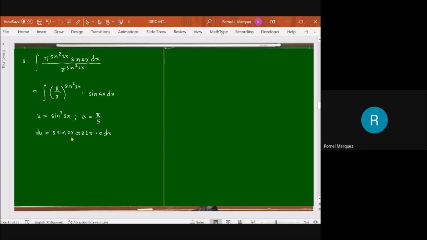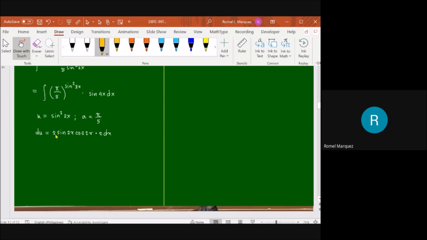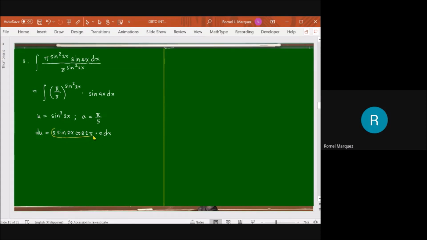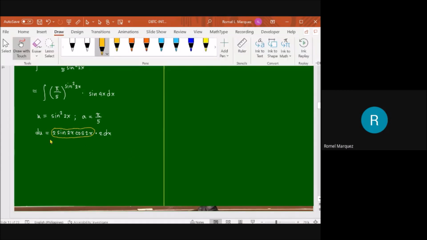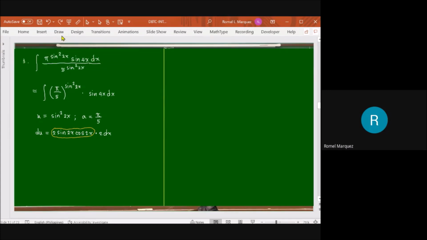Okay, guys? But what is this, from your trigo? That is equal to sine of 2 times 2x, and that is 4x. Remember, my angle theta here is 2x. This is 2 sine theta cosine theta, which is sine 2 theta. But what is my theta? 2x. Okay? But there is still 2. So 2 times, then dx. Okay, guys?